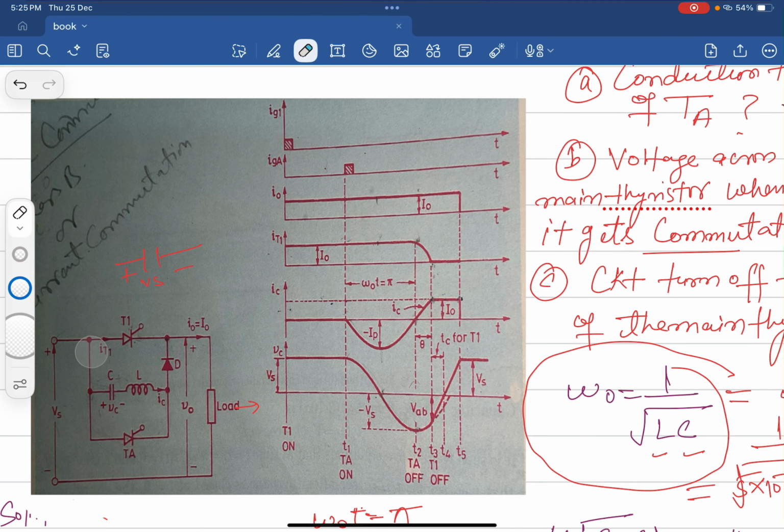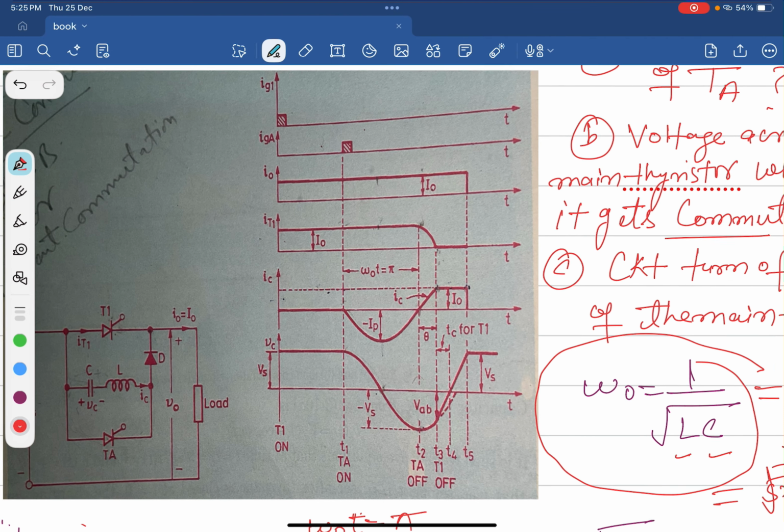After that, the current starts flowing through thyristor T1, the main thyristor, then to the load and then back through the return path. Now the capacitor has no path to discharge. The reason is that the source voltage and the capacitor voltage are the same. So both potentials are the same, and the current is not able to flow. But this condition changes when the auxiliary thyristor is fired.